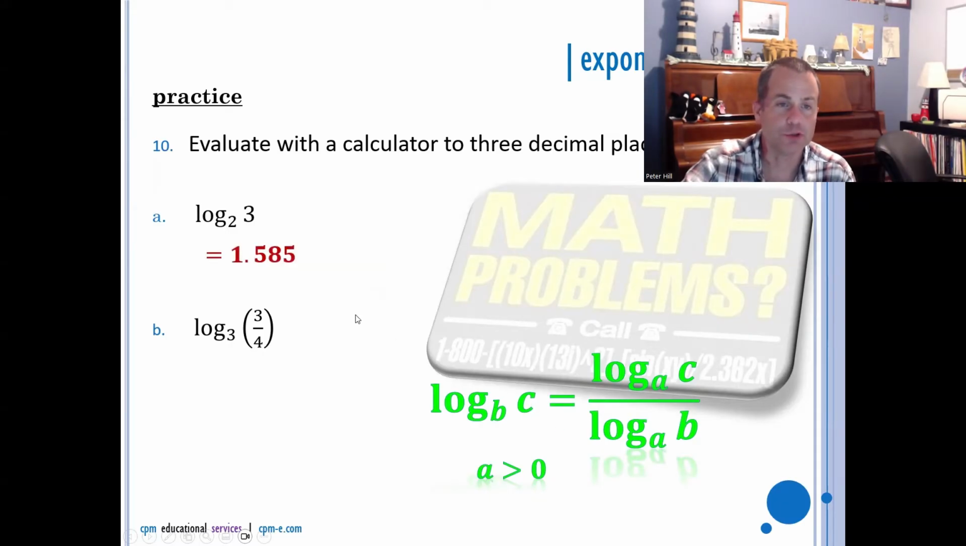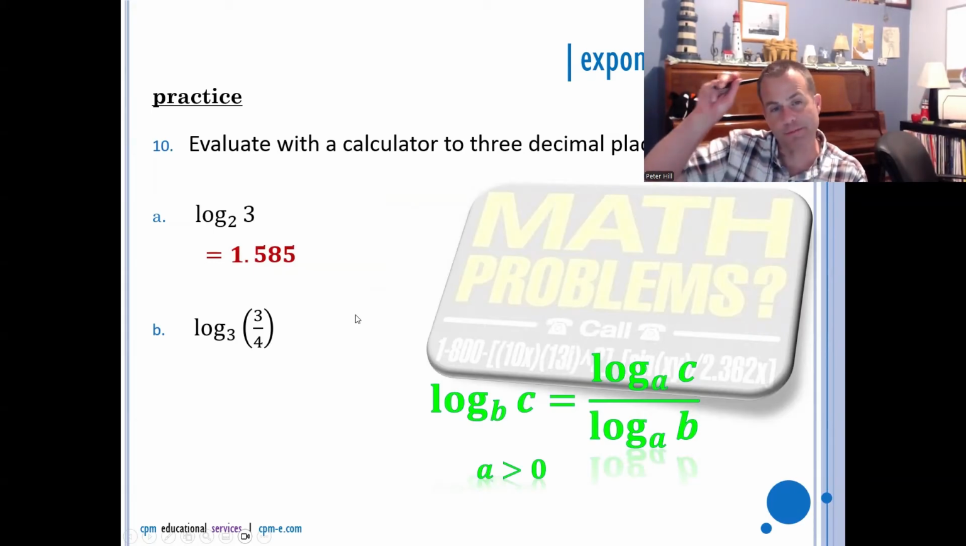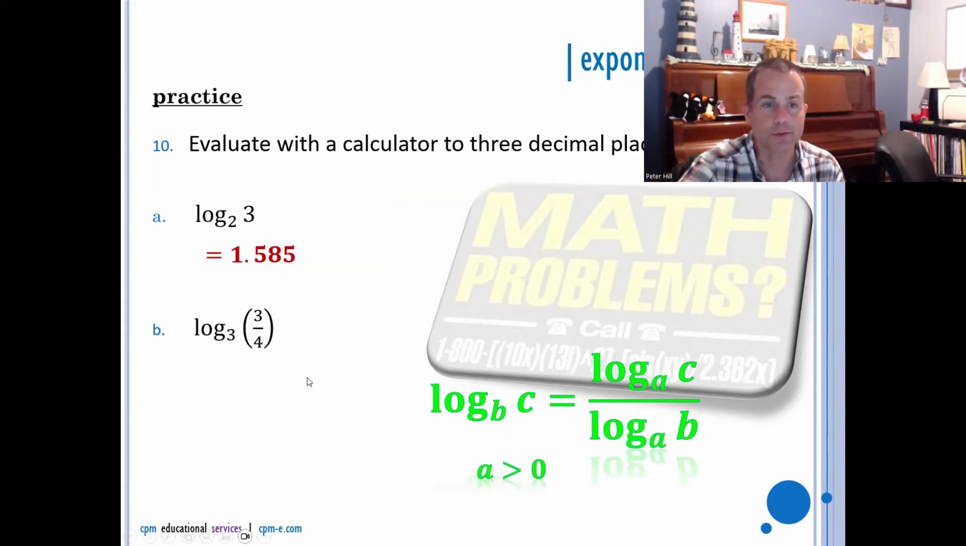So you should be getting this to be 1.585 when evaluated to 3 decimal places. And then for log base 3 of 3 over 4, same thing, just pushing buttons in your calculator, you should get negative 0.262.